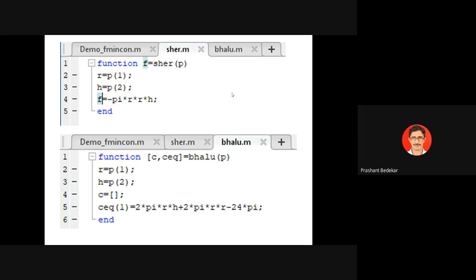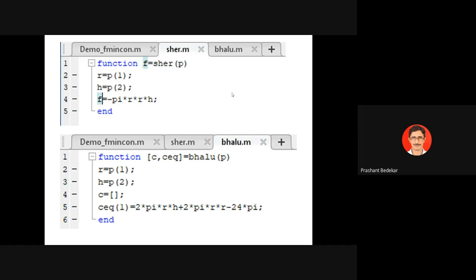And this particular problem is having only one nonlinear equality. So we have only CEQ1, which is 2 pi RH plus 2 pi R square minus 24 pi. So the nonlinear equality, after transferring everything to the left hand side, the right hand side is equal to 0.